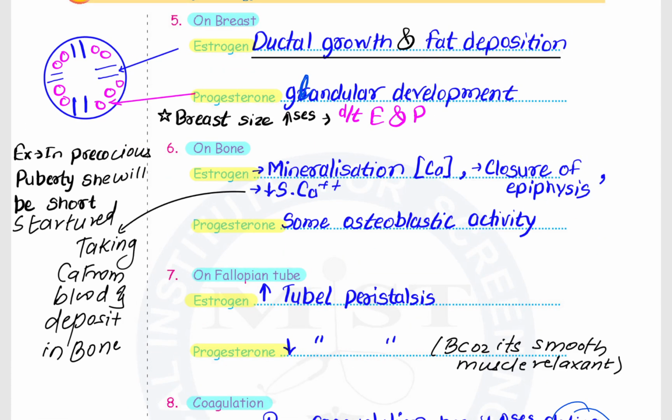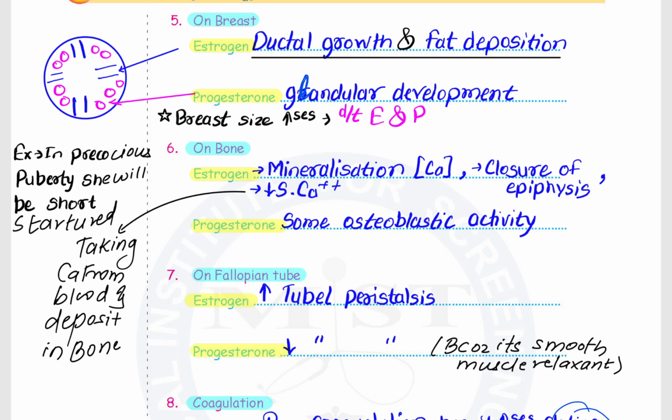Now on bone, estrogen causes mineralization. It causes closure of epiphyses and it decreases serum calcium. So you will see that in precocious puberty the women will be short because estrogen takes the calcium from the serum and deposits it in the bone. So the serum calcium will decrease. Also, estrogen causes closure of epiphyses, so there will be no growth, right? So mainly due to that, estrogen causes the closure of epiphyses.